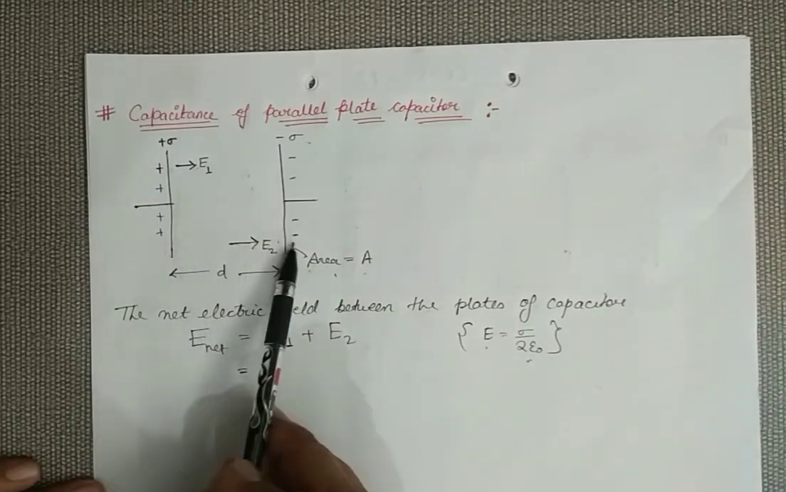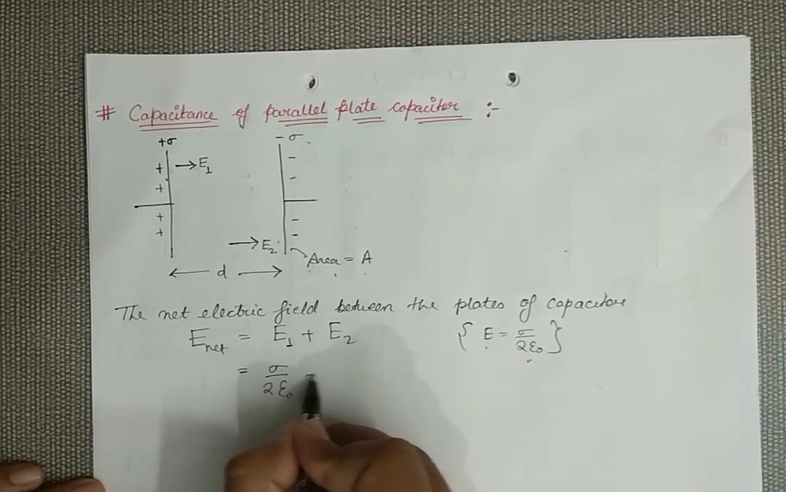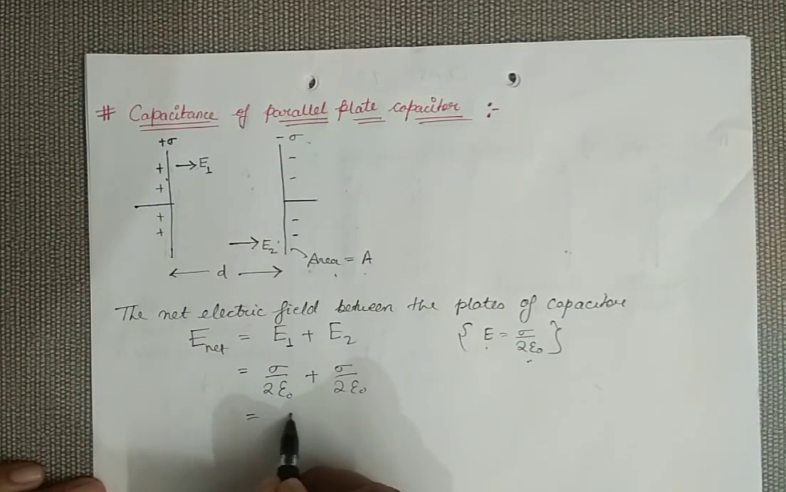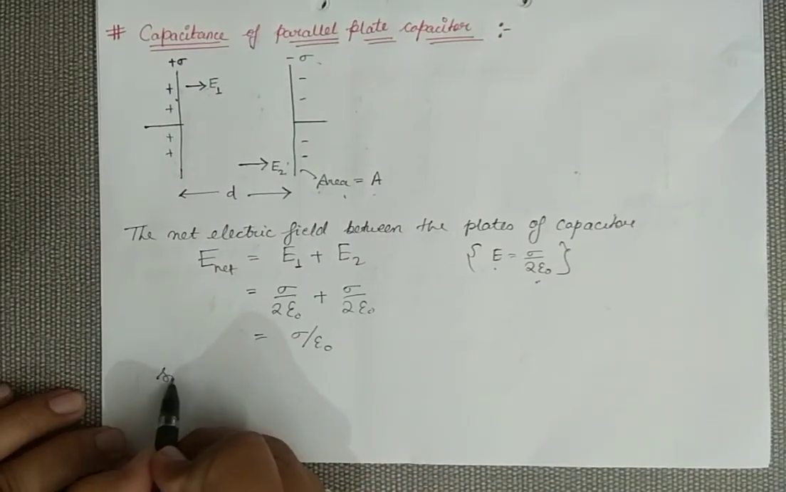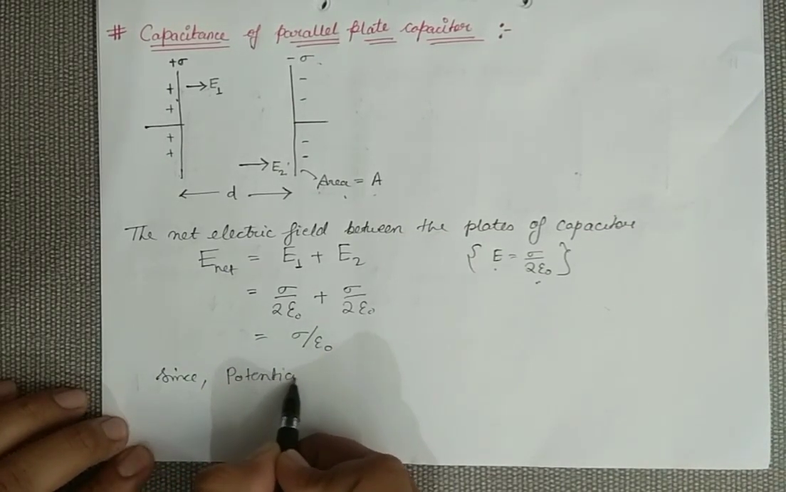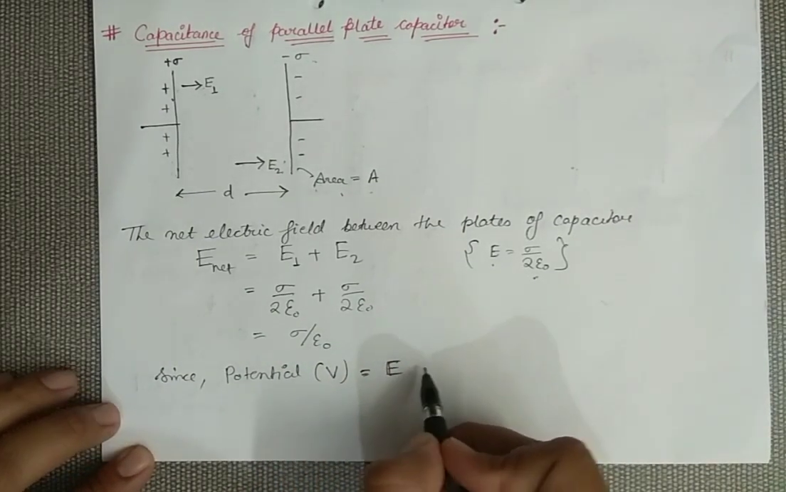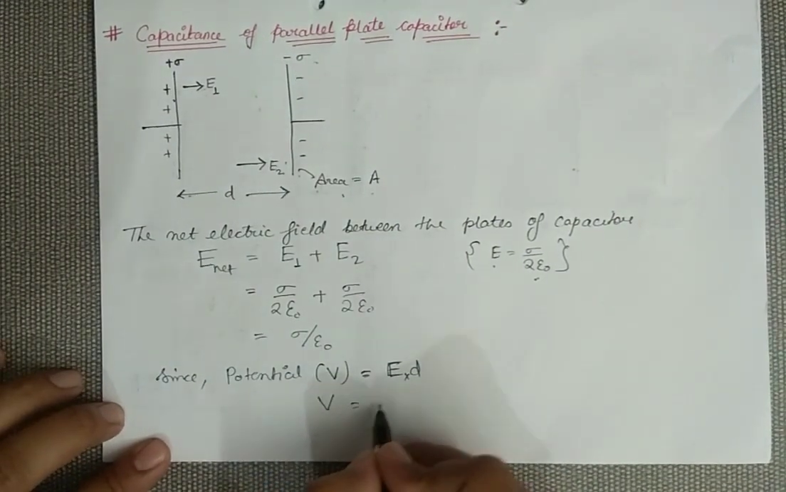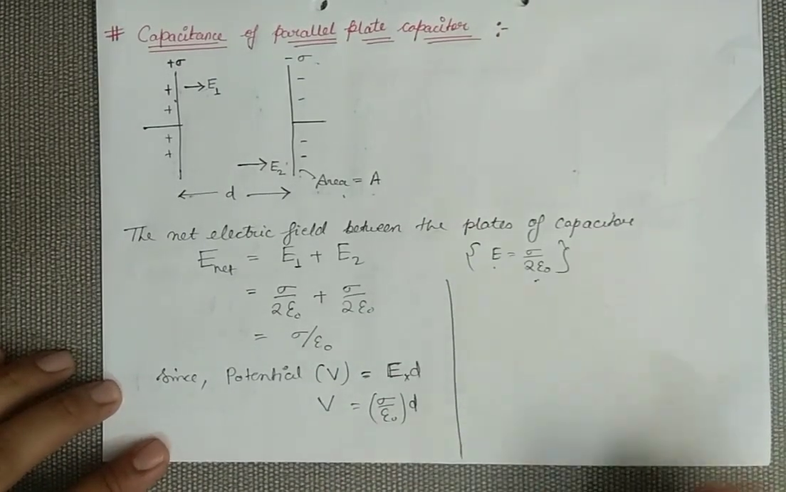So see, here two sheets are there. For the first sheet your electric field is E1, which means sigma by 2 epsilon naught, plus for the second sheet your electric field is again sigma by 2 epsilon naught. So the total electric field is sigma by epsilon naught. So this is your net electric field. Now since I have to find potential, if you remember, electric potential V is also given as electric field into distance, E into D, the distance between the plates. So this is the potential, sigma by epsilon naught times D.